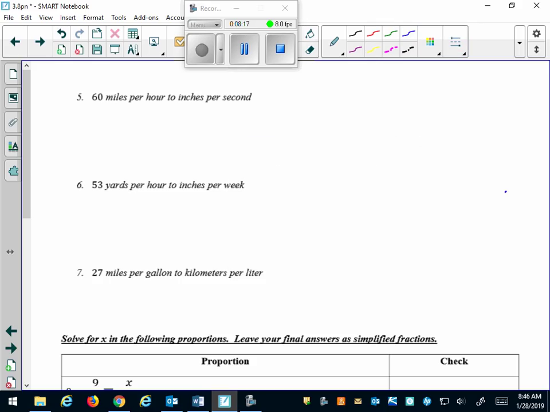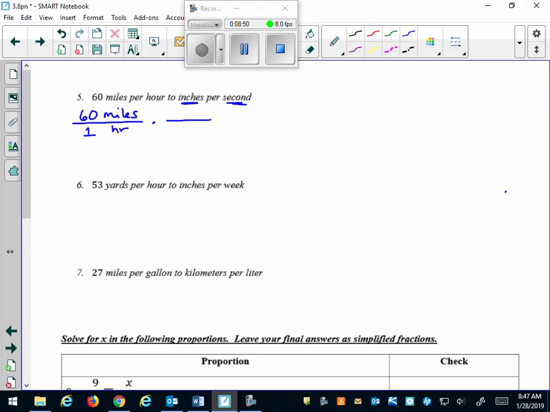Okay, so we'll start with, but it's the same concept. We're trying to get things to cancel out. We just have a little bit more to think about. 60 miles per 1 hour. That's what we're starting with. So we actually have a numerator and a denominator with a unit. So we have to get these things to both cancel out. We're wanting to get to inches per second. So we can't do it all at once. We've got units of time here, and we've got units of distance here. So we have to kind of handle one at a time.